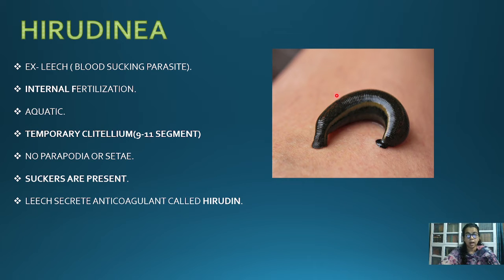Moving to the next class, the leech or Hirudinea. They are known as blood sucking parasites. Why are they named so? Because they suck the blood of humans, not only humans but cattle, dogs, they usually take the blood of the host. That is why they are called blood sucking parasites. The fertilization is internal and they are usually aquatic in nature, and they have a temporary clitellum. In the earthworm, a permanent clitellum is seen.